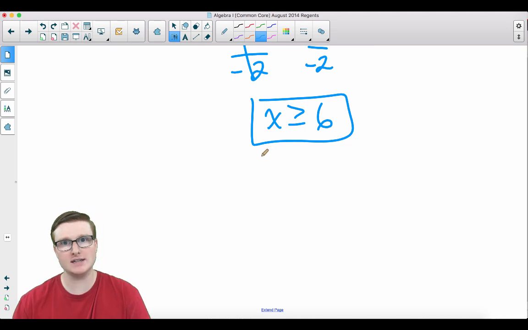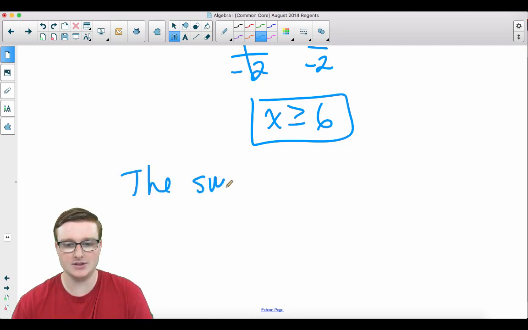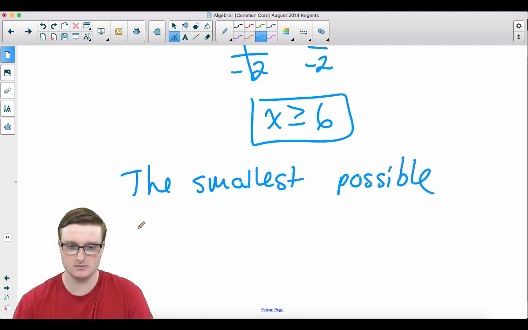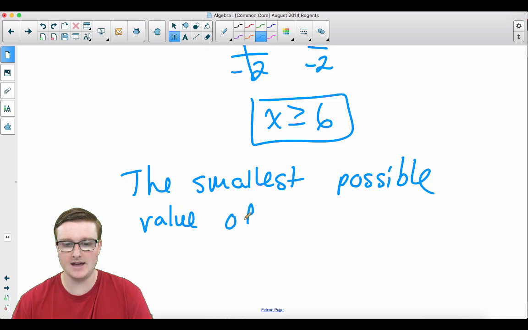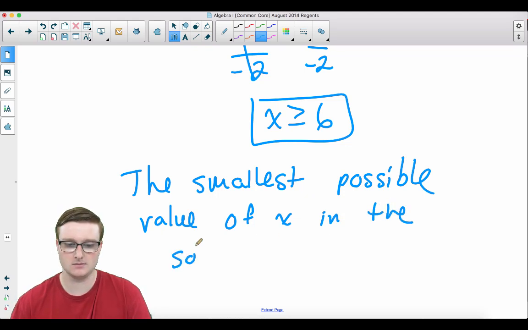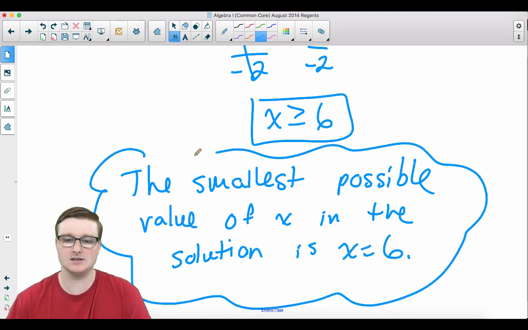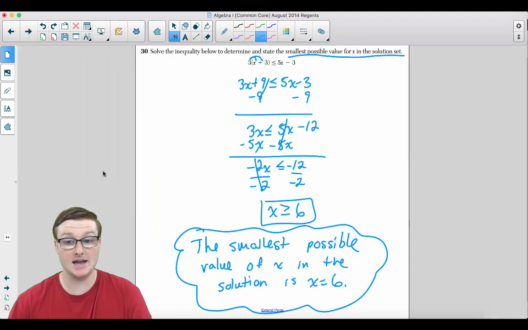So if it could be greater than 6, it could be 7, 8, 9, 10, 11, 12. It could be any of those. But the smallest value is equal to 6. So we're going to say that the smallest possible value of x in the solution is x is equal to 6, and that is your answer. And that's how you solve that problem.